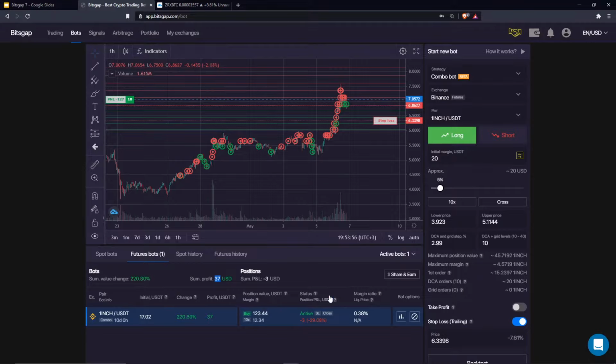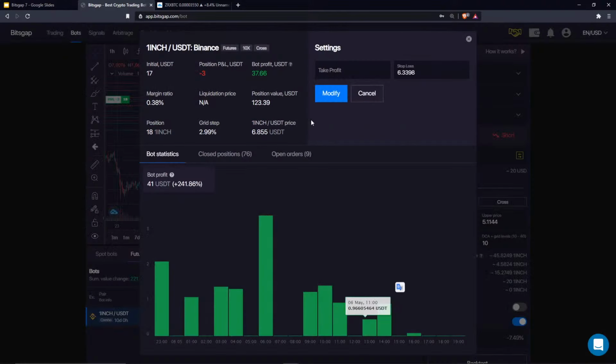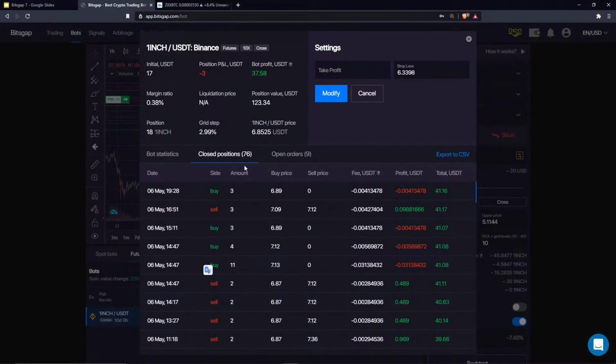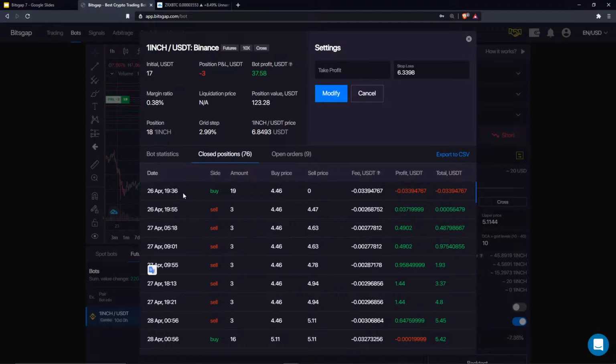So right now my open P&L is -3, but still I end up having a return of $37. That's because of the bot profit generated on this rally. And if you click here, you will see the closed orders. Let's see the latest time we had. Here we go.